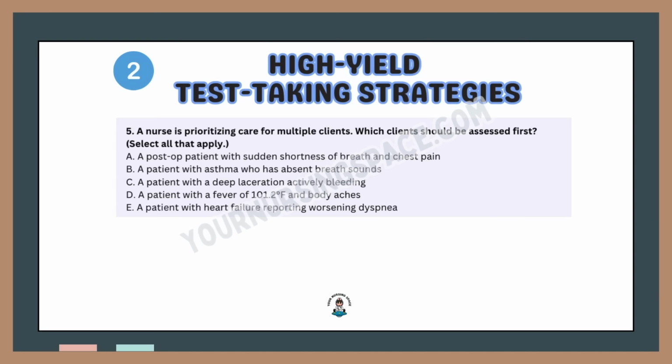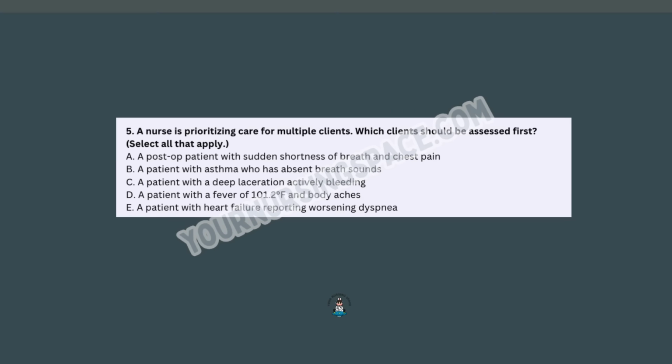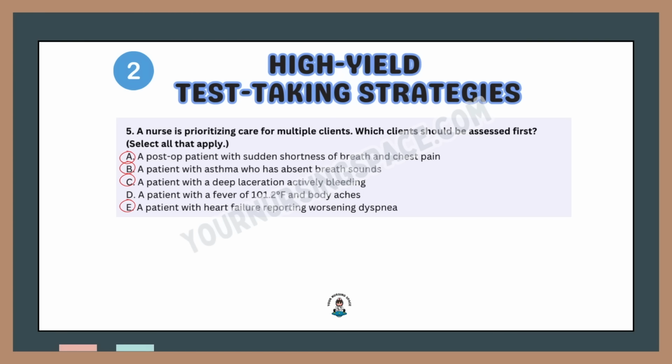Options. A, a post-op patient with sudden shortness of breath and chest pain. B, an asthma patient with absent breath sounds. C, a patient with a deep laceration actively bleeding. D, a patient with a fever of 101.2 degrees Fahrenheit and body aches. E, a heart failure patient with worsening dyspnea. The correct answers are A, B, C, and E.